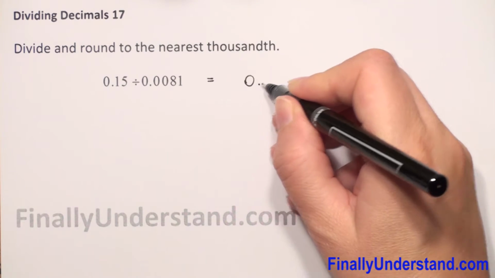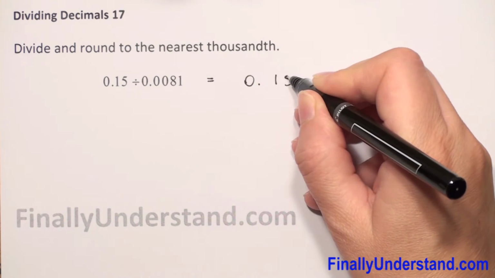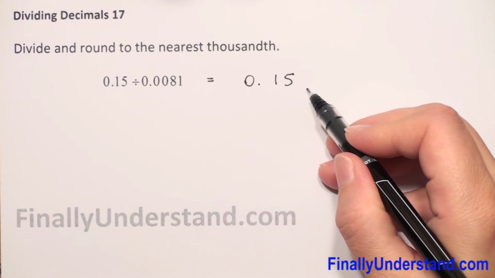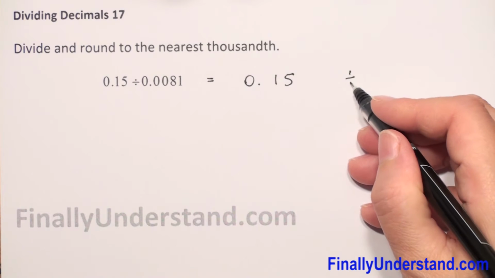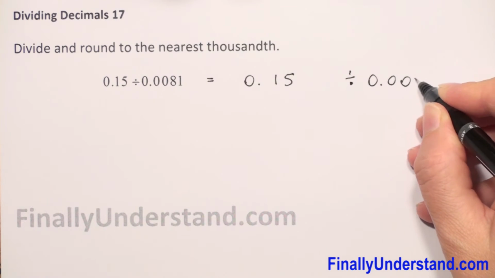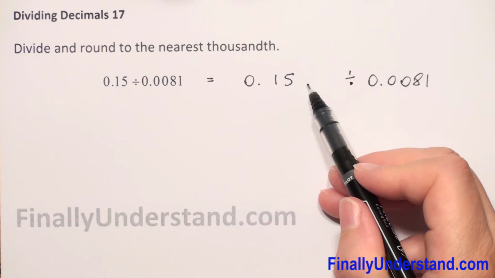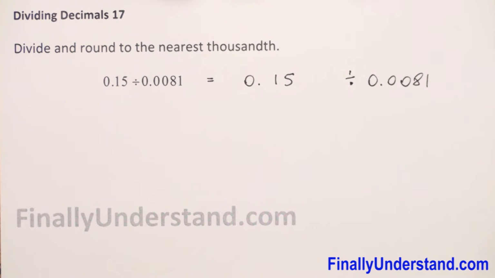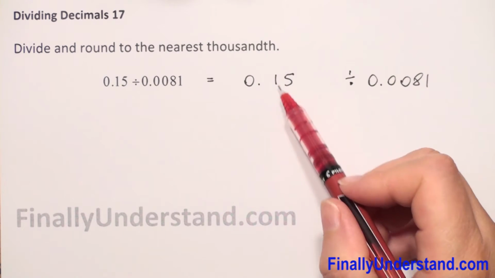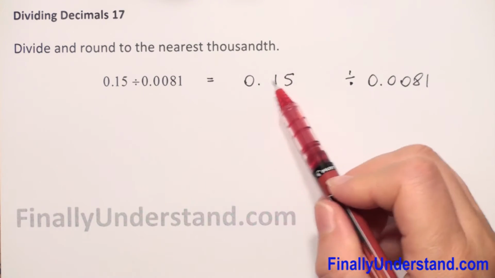We have 0.15. I will have to have extra space. Next will be the division sign, and we have 0.0081. Why do I need extra space? Because I need to move the decimal point in our divisor. Whatever I do with our divisor, I have to do the same with our dividend.